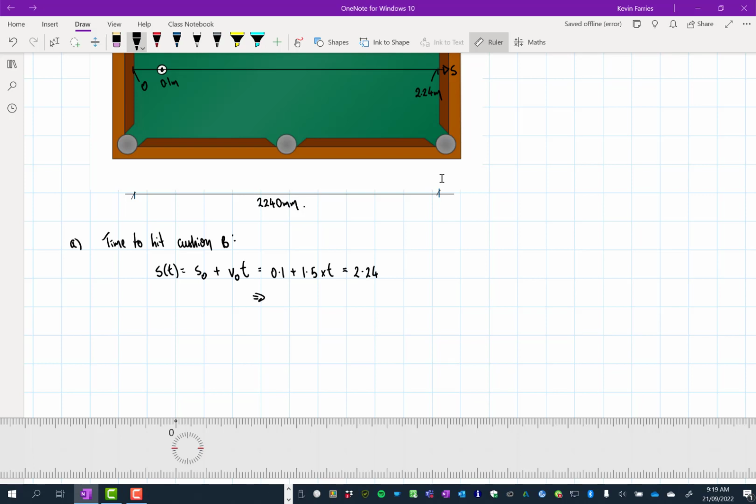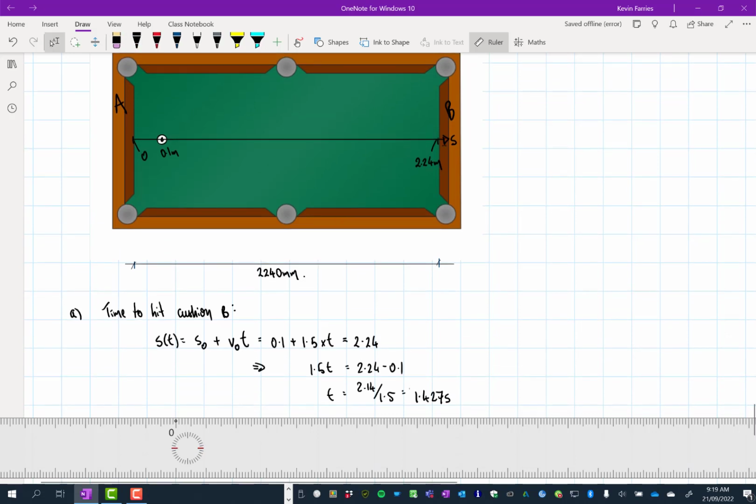So that means we are going to get 1.5t is equal to 2.24 take away 0.1, just rearranging this. So t is equal to 2.14 divided by 1.5, which is equal to 1.427 seconds. So it's going to take 1.427 seconds to get to here.